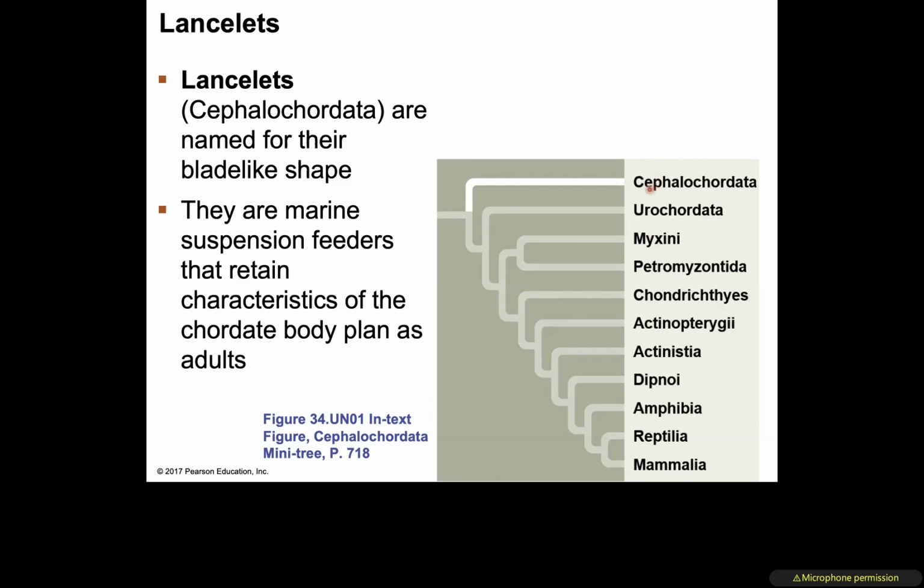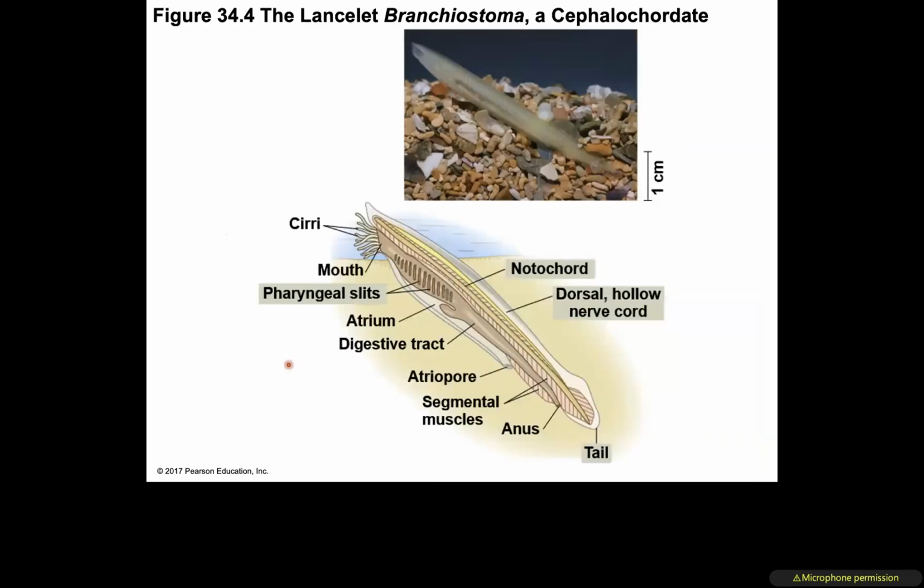Our chordates first, your cephalochordata. Your lancelets are going to be the example for cephalochordata that we have now. They are going to be named for their blade-like shape. They are marine suspension feeders that retain their characteristics of the chordate body even as adults. So here are your lancelets. You can see them here. They're kind of cool looking. They're very tiny. We'll get a chance to see these in lab.